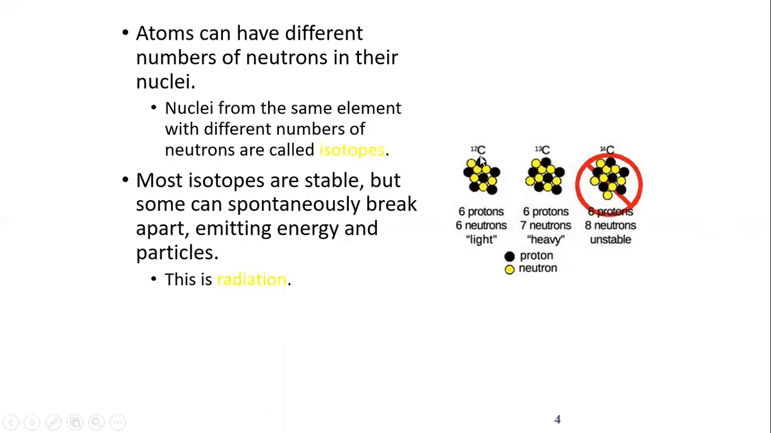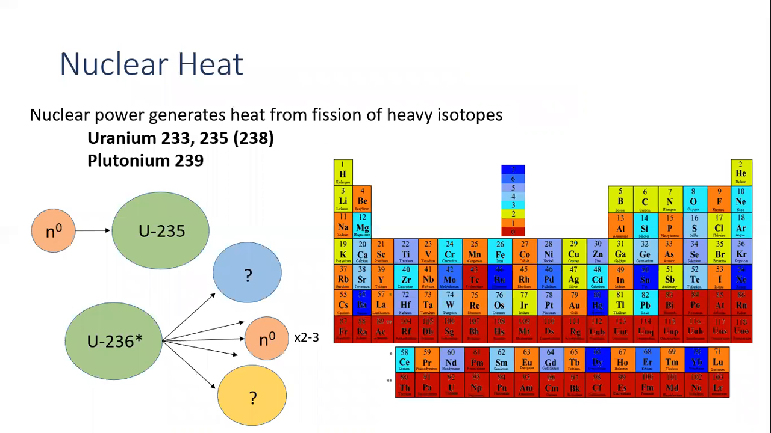In this, carbon-12 has 6 protons and 6 neutrons, which is called light. Carbon-13 has 6 protons and 7 neutrons, which is heavy. Next, 6 protons and 8 neutrons make an unstable atom. These unstable atoms can then be converted into stable atoms. This is some atomic structure.